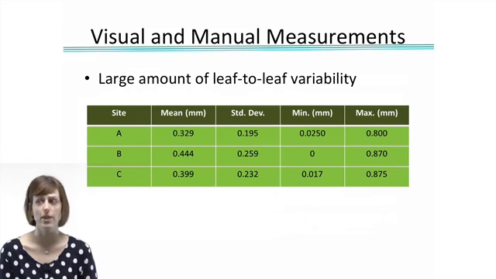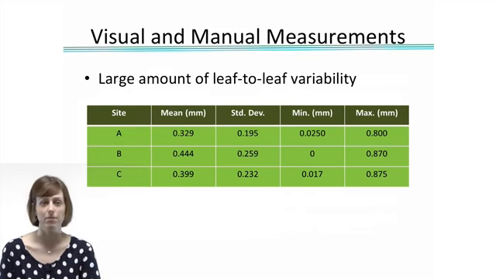Obviously, if the conditions are not present for the development of dew, we don't see the variability, but when you get into high dew deposition situations, you can almost have a difference of an order of magnitude between different leaves that you're sampling.